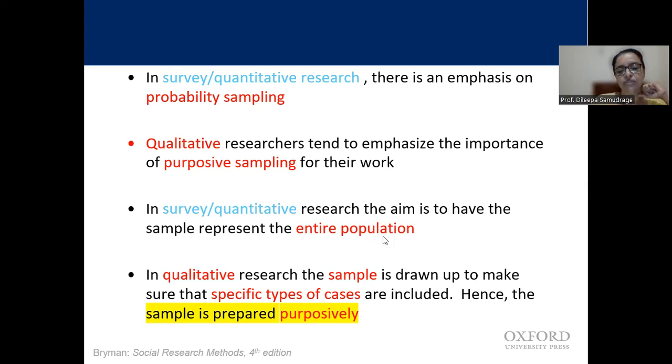In survey-based research, you consider the entire population, which the sample represents. In qualitative research, the sample is drawn up to make sure that the specific types of cases are included. Hence, the sample is prepared purposively. So what you have to remember here is, in quantitative studies, you go with probability sampling. In qualitative studies, it is purposive sampling. Why? Because you select a particular research site to study your research issue. Therefore, you select the participants purposively.